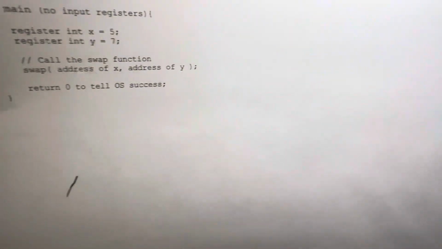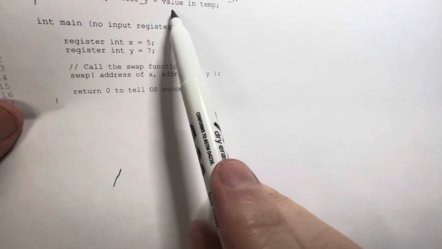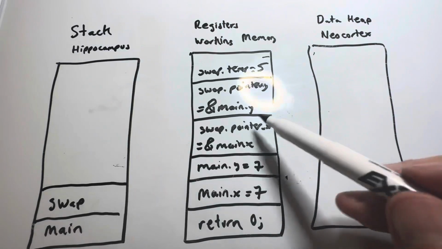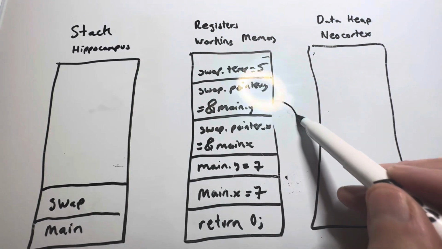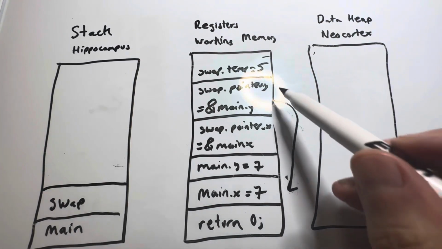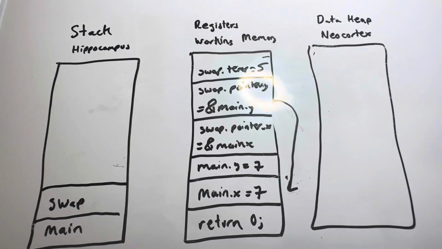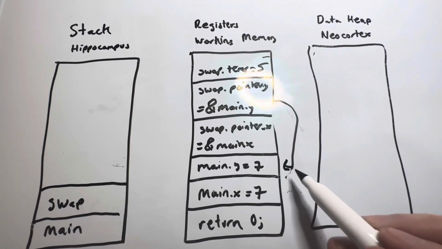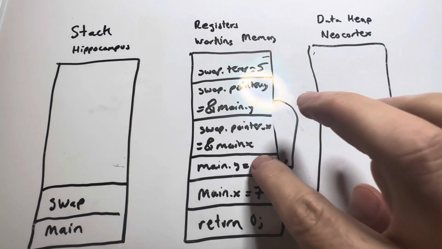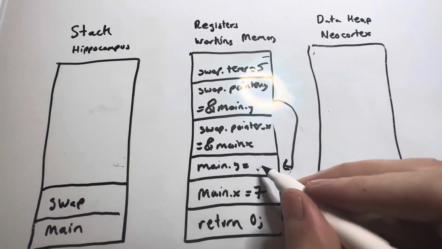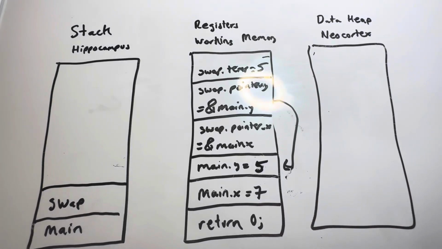Then the last one says value at pointer y is equal to the value in temp. So pointer y is here, so we point to this location. And then we would say it's equal to the value in temp. So we copy that over. Sorry, this is pointer y. And then we change this value to 5. And we performed a swap. So now 5 and 7 have been switched.